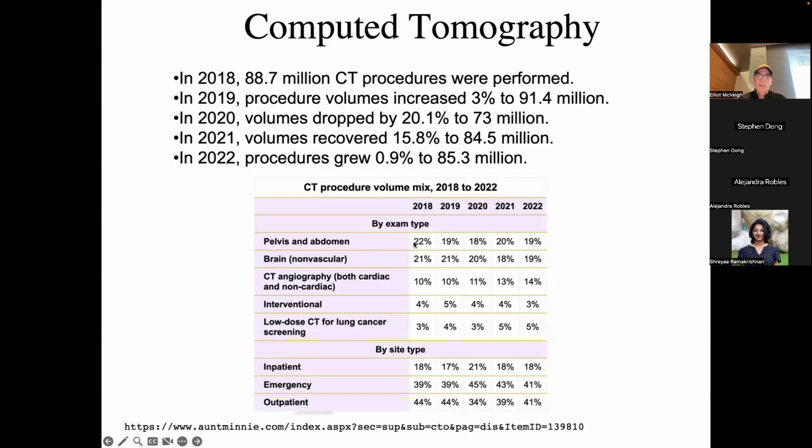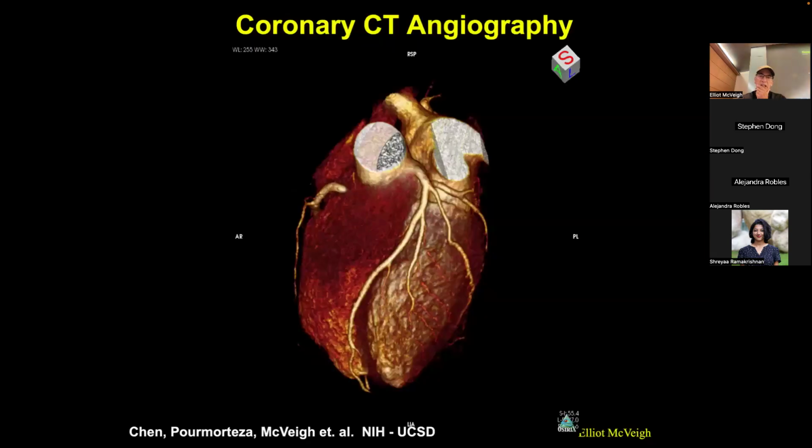Oh, this is another slide of volume, just the percent type of CT scan that's done and the growth in the imaging. So here's a CT scan of the heart, yeah? Comes in the right shape.